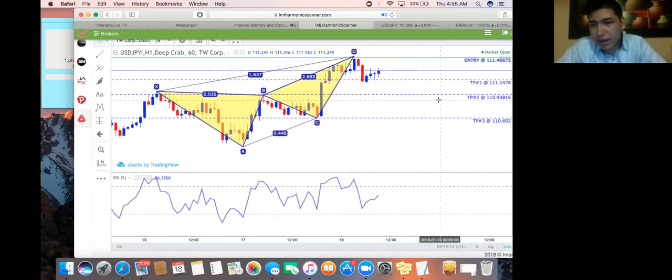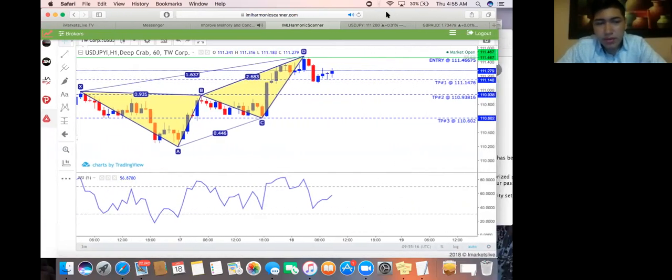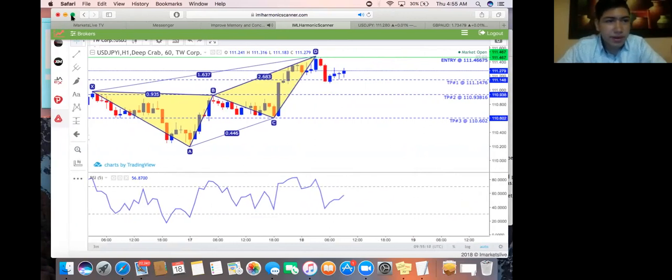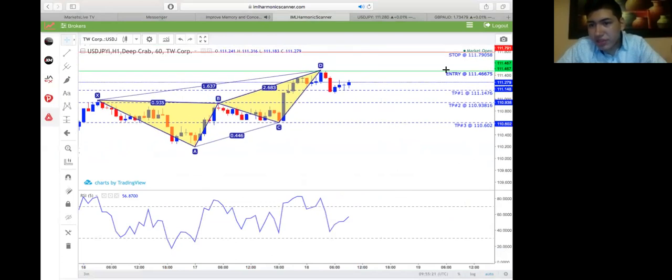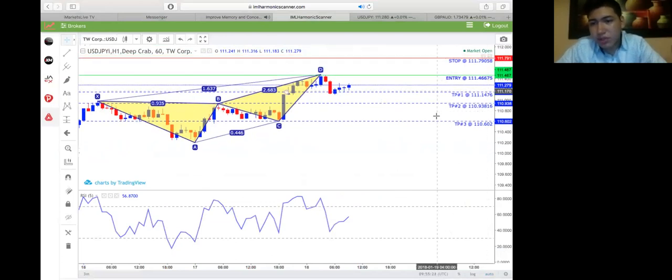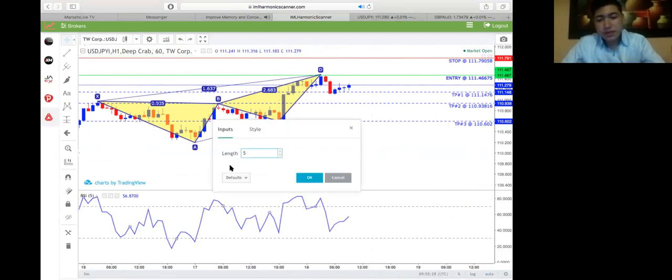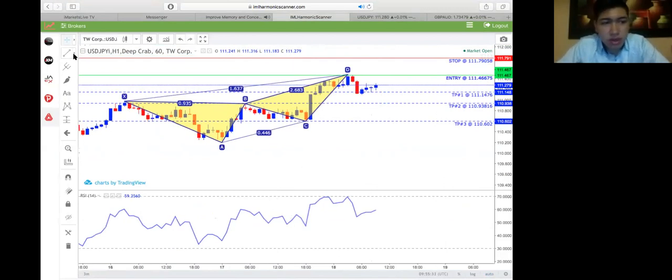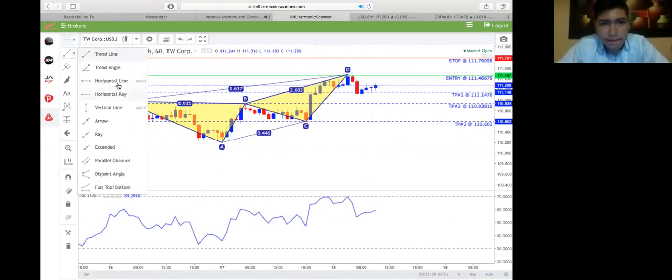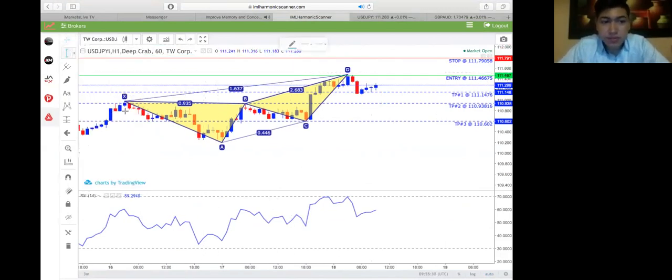So right here I have my little entry point. Let me move this over. Let me actually put it bigger. Perfect. So I have an entry point, I have the stop loss, and I have my take profit 1, 2, and 3. So it indicates to me when to buy and sell. Perfect. So right here is going to be on 14. What's the first thing that I'm going to do on the harmonic scanner? It's real simple.